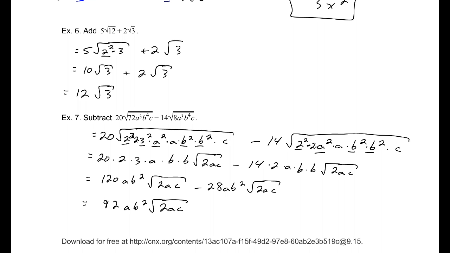Now something I need to adjust is because there's one thing in here that we don't know if it's positive or negative. We know that b squared is going to be positive. We know that 92 is positive. We do not know what the value of a is. So all throughout here, once I took it out of my square root, I should have actually had that in absolute value bars to indicate that it is positive. So then our answer is 92, absolute value of a, b squared, square root of 2ac.